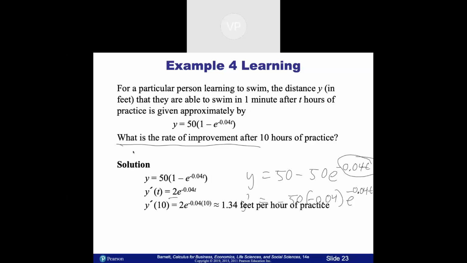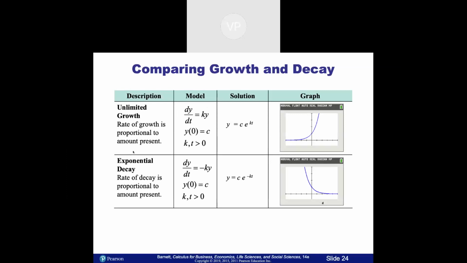Okay? So now they say, when you plug in that 10 into the rate, after 10 hours of practice, what's the rate of improvement? Well, we've taken the derivative, we plug in 10, and in your calculator, you get e to the negative 0.04 times 10, so that's e to the negative 0.4. Multiply that answer by 2, and there's our 1.34 feet of practice. Nothing much except for just remembering when you see rate of improvement, rate of change, it means derivative every time. All right, our last slide just summarizes what we found.